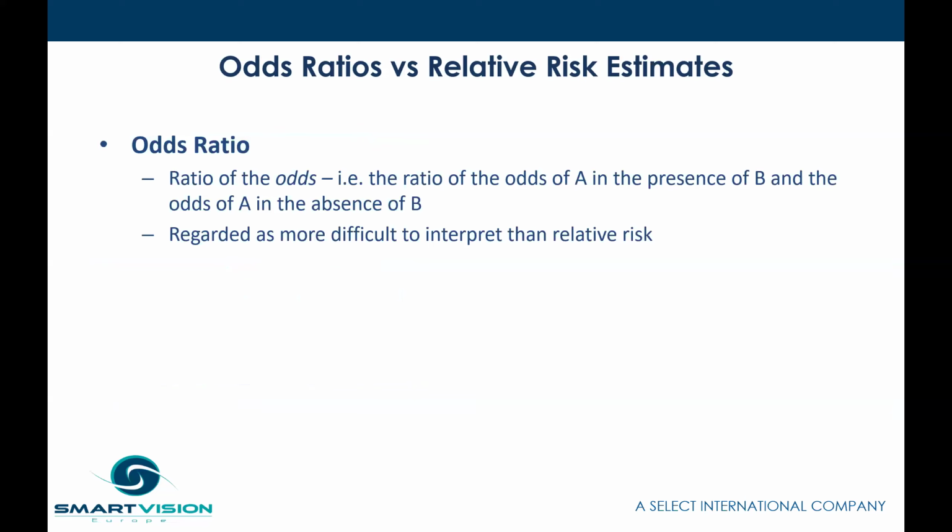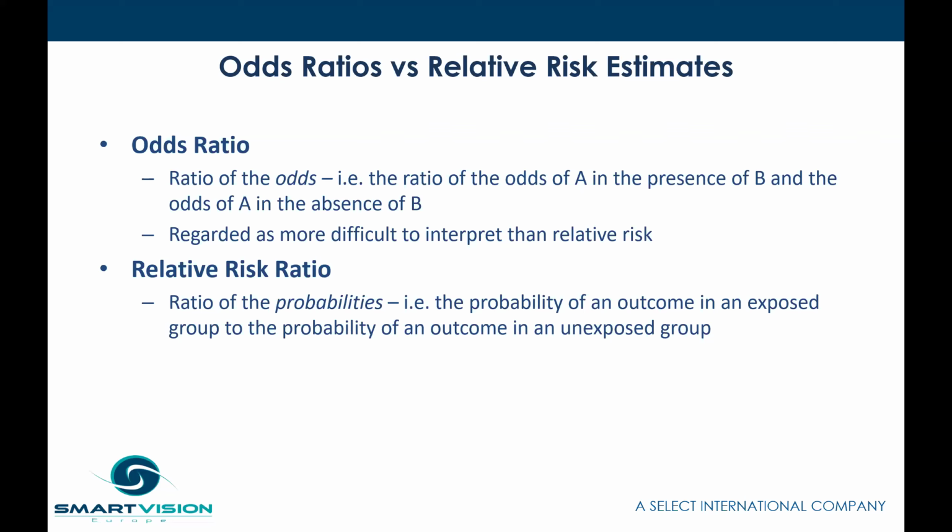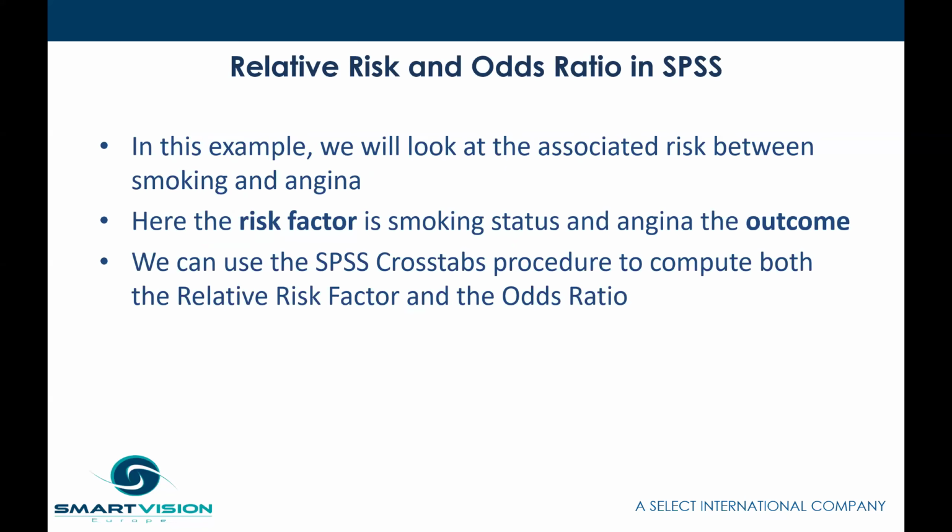An odds ratio is the ratio of odds, not the ratio of probabilities. It's the ratio of odds of A in the presence of B to the odds of A in the absence of B. And because they're odds, they're generally regarded as a bit more difficult to interpret than the alternative approach, which is the relative risk ratio, the ratio of probabilities, i.e. the probability of an outcome in an exposed group to the probability of an outcome in an unexposed group.